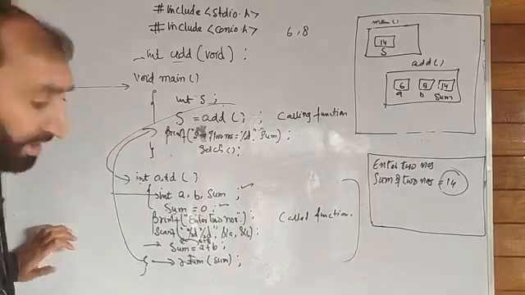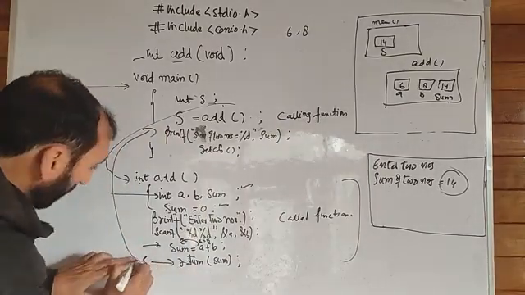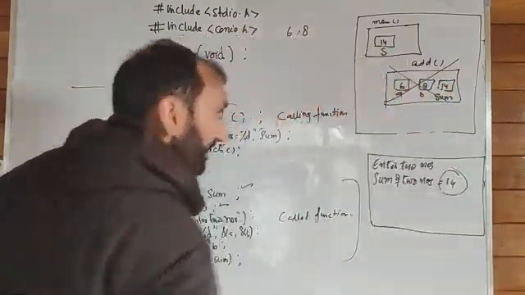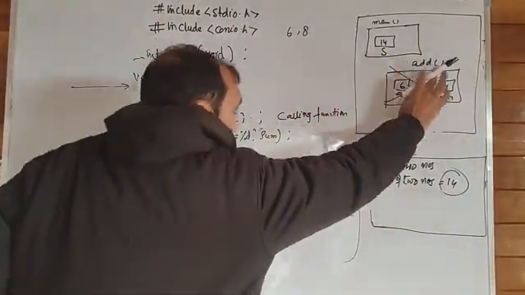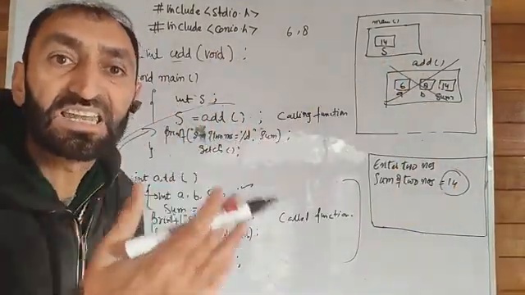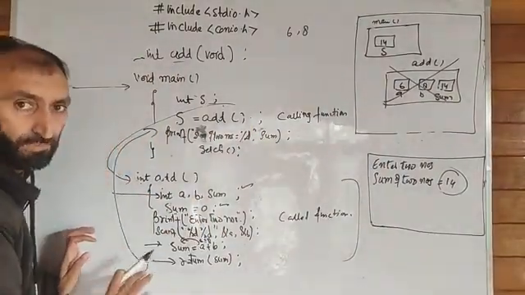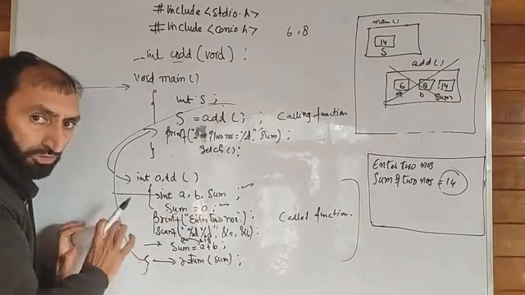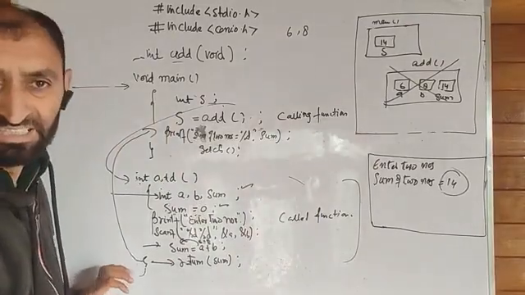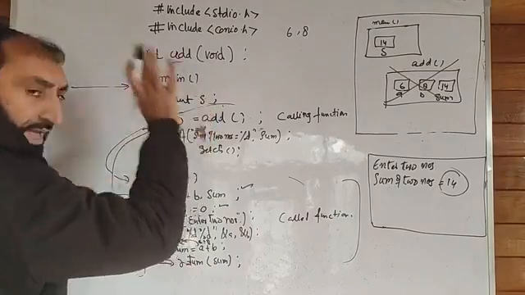Back to the void main function. Once control goes back, this function's memory will get released. That means as soon as the control goes outside this user defined function, the memory allocated to this function gets released. So control goes back to the main function.